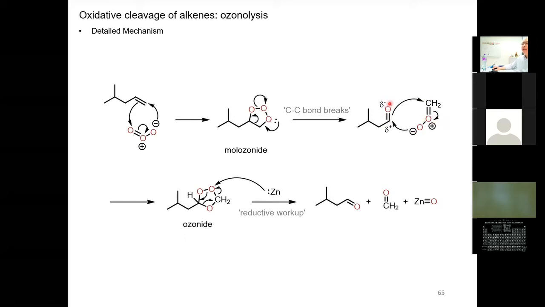Then another cyclization, 3 arrows again. Because this is polarized towards the oxygen, this carbon is partially positive, and you have an oxygen anion.